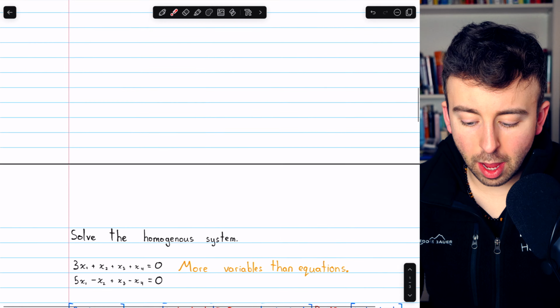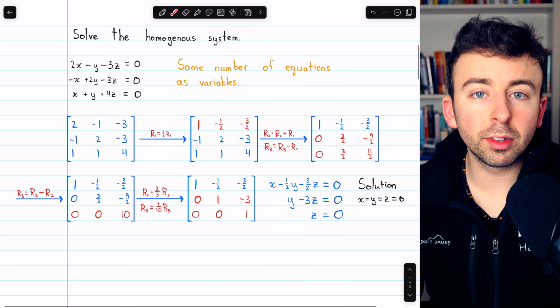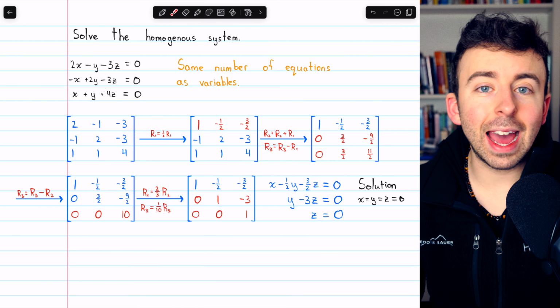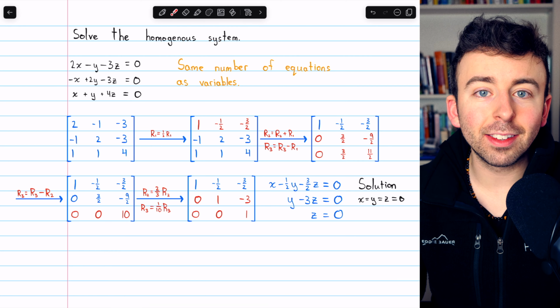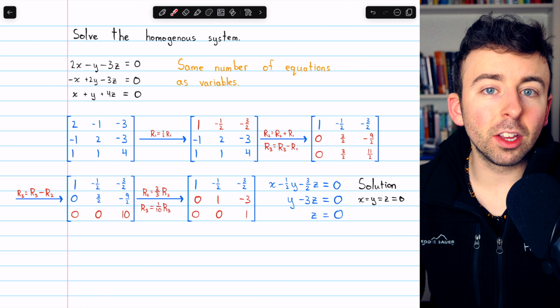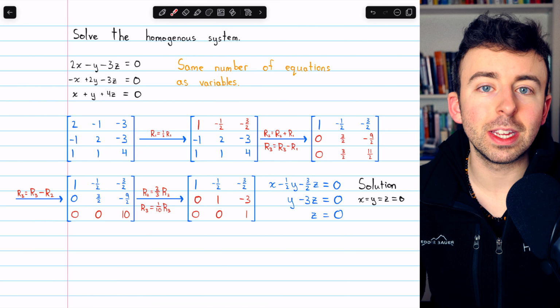So those are two examples of solving homogeneous systems. In one case, we just had a trivial solution, and in the other case, we had infinitely many solutions, and we were able to identify that would be the case just by looking at the system because we had more variables than equations, which guarantees some free variables.